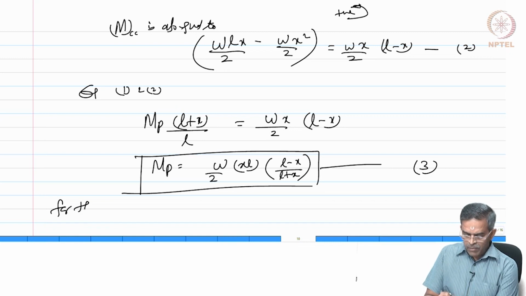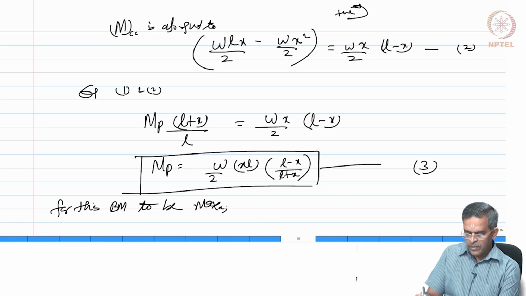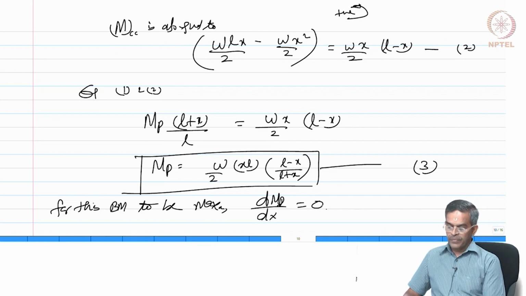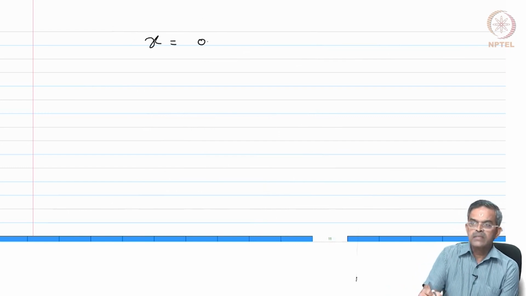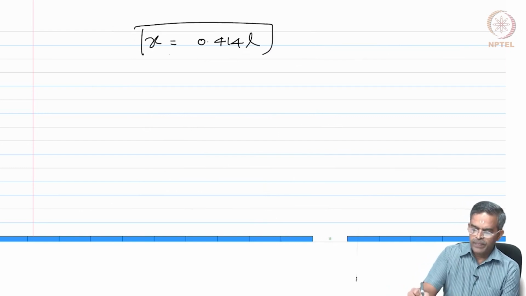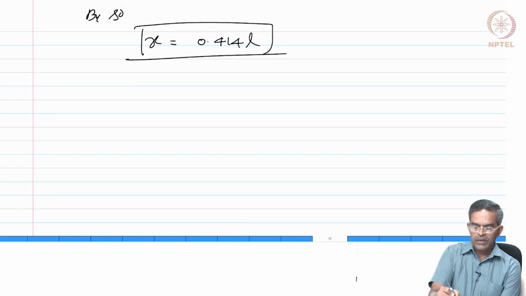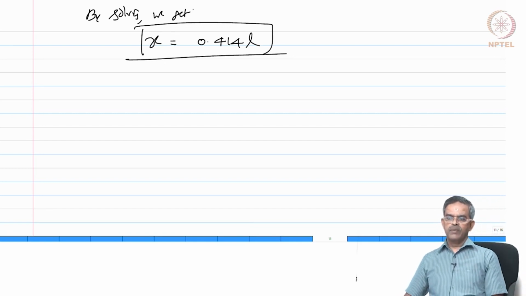Now, for this bending moment to be maximum, the first derivative of this with respect to the variable should be 0, is it not? Because we want the bending moment to be maximum here. So, differentiate this, set that to 0 and find X. If you solve that very quickly, you will find X as 0.414 L. I will write here, by solving we get. It is a very simple problem, I should be able to solve.